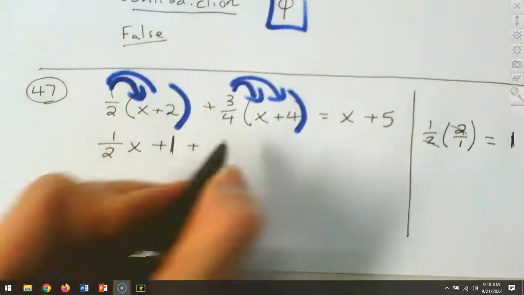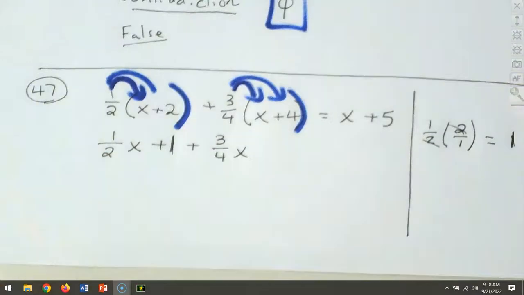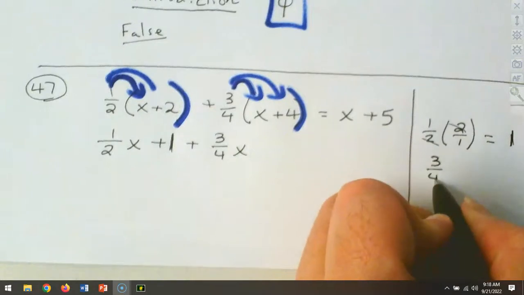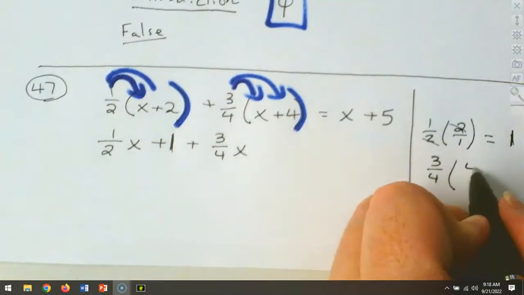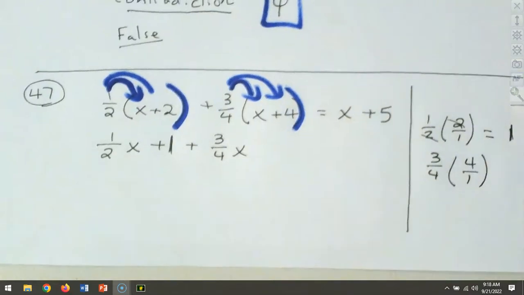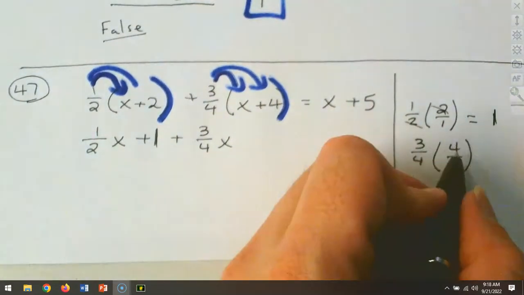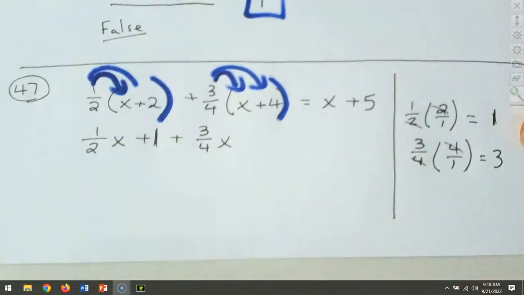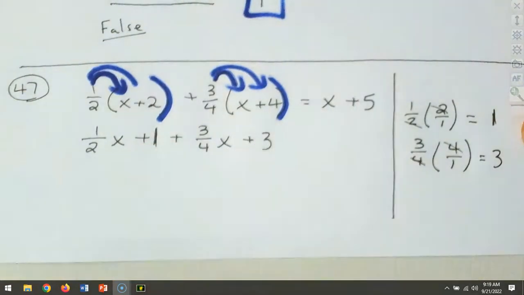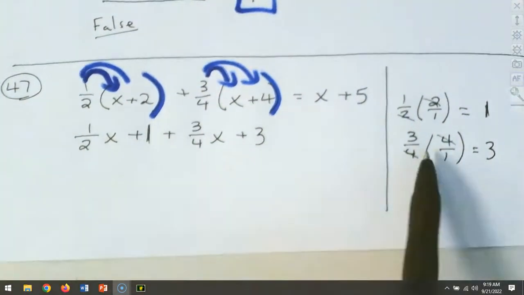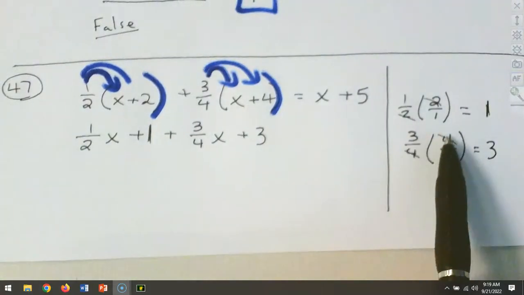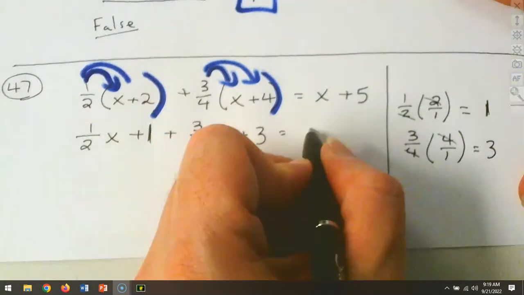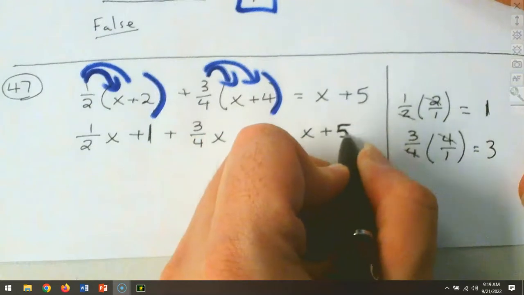Next piece, 3/4 x. That comes through. And what about here? We've got 3/4 times, that's a 4. We're going to make that a 4/1. And what can happen with the 4's? Cancel. And so what's left over then? Yep, that gives you a 3, doesn't it? Is everyone okay with that? So we just canceled out there, and 3 times 1 gives you 1 there. Those cancel, so that gives you a 3. Nothing down below. And the other side is an x plus 5.